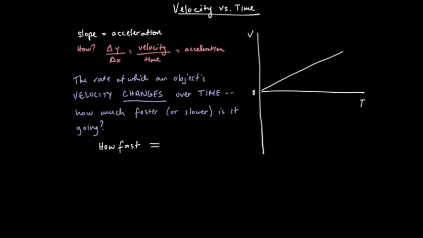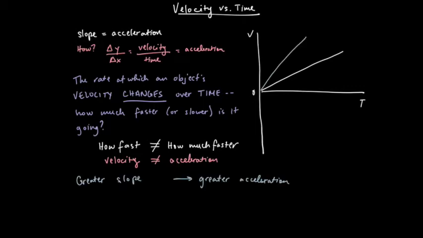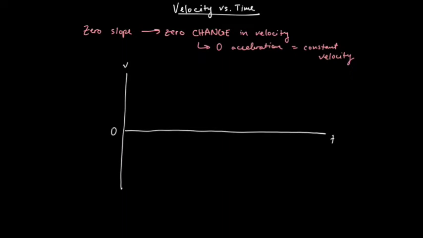And essentially, how fast does not mean the same thing as how much faster. I've seen this misconception. Velocity and acceleration are two different things. So once again, greater slope means greater acceleration. That means it's accelerating or speeding up at a faster rate per second than at, say, a more gradual slope.